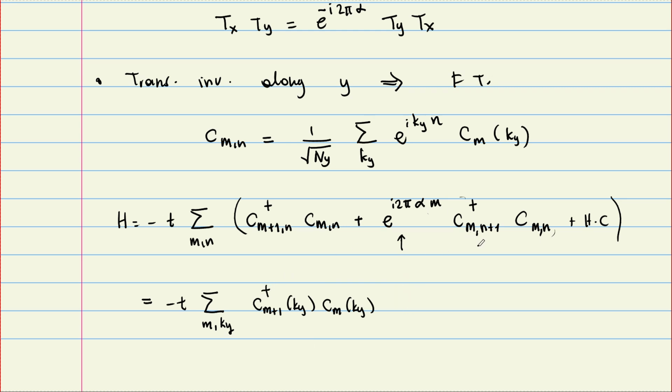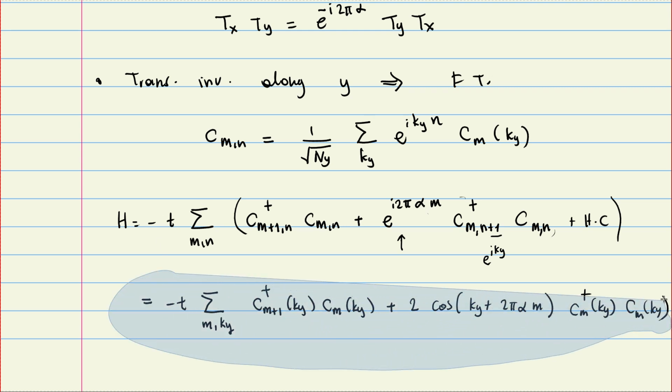So this thing here, you can see this is n plus 1 n. So this is going to bring up an e to the i ky term, and it is going to combine with this. But the Hermitian conjugate is going to bring e to the minus i form. So these two things are going to combine and give you 2 cosine of ky plus 2 pi alpha m, c m ky dagger c m ky. Good. Just leave the Hermitian conjugate for the first time.